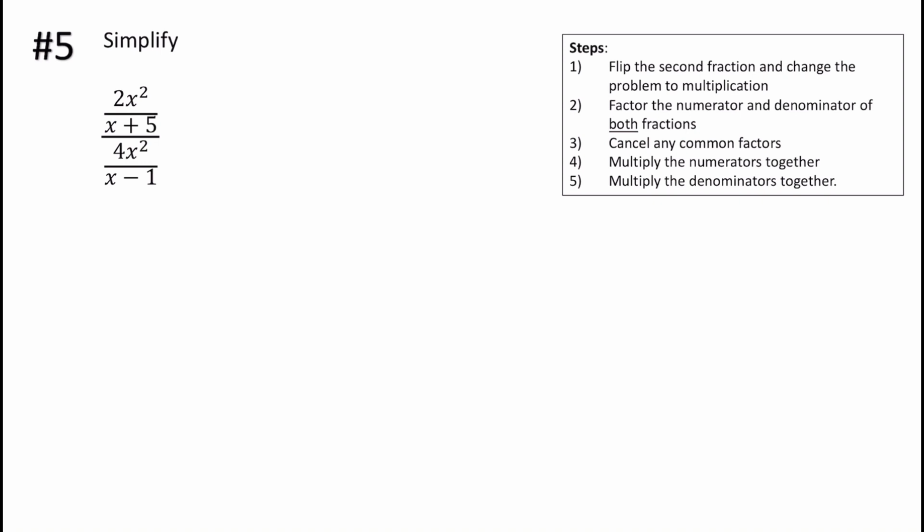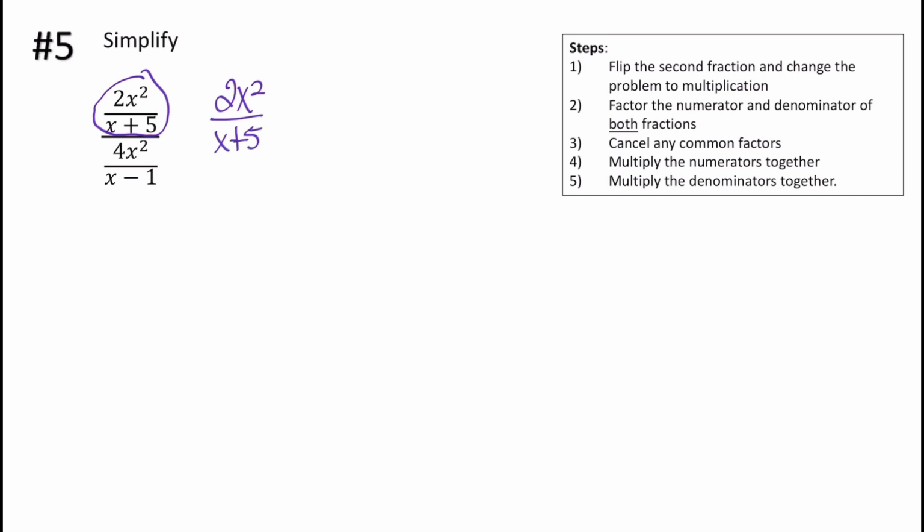So now let's go ahead and simplify this expression here. Although it looks like one giant fraction, it's actually just a division problem. Notice that I have 2x squared over x plus 5. So that's going to be my first fraction, 2x squared over x plus 5.